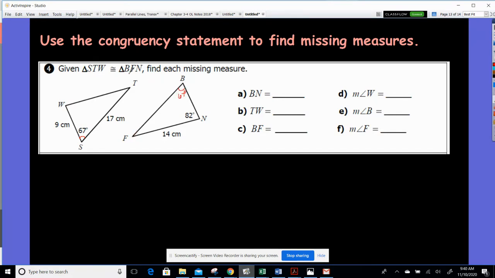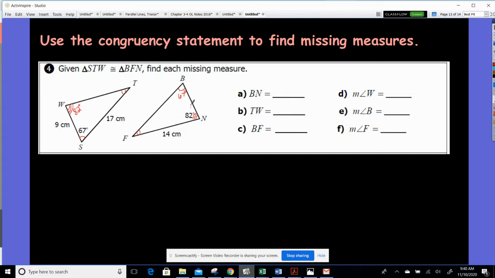T goes with F. So I'm going to put 2 marks on T and 2 marks on F. W goes with N. So W corresponds with N. So I'm going to put 3 marks on W and 3 marks on N. Now notice N says that the measurement is 82, which means that W is also 82.